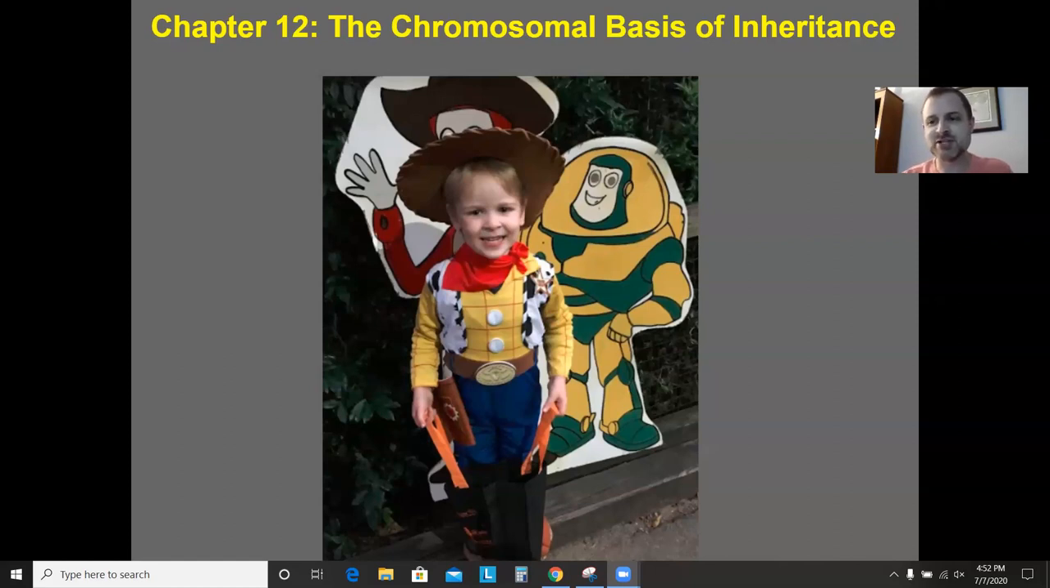So as is our tradition, we're going to begin with a picture. This is Jack again, a couple years ago. This is clearly Halloween. He is dressed as Woody from Toy Story. The reason why I picked this picture is actually not about Woody, it's about Buzz.